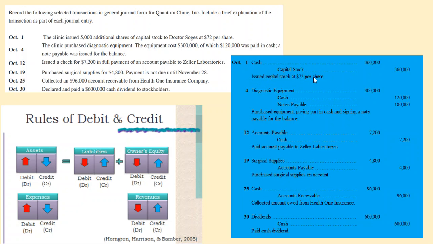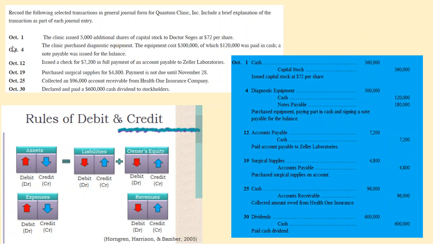And then there's normally an explanation down here. They may or may not require that. On the specific homework exercise, it should let you know whether an explanation is required. But the debits always go in the left-hand column, and the credits always go in the right-hand column. Okay, so first you record your debit, then you record your credit. So without further ado, let's look at some transactions.